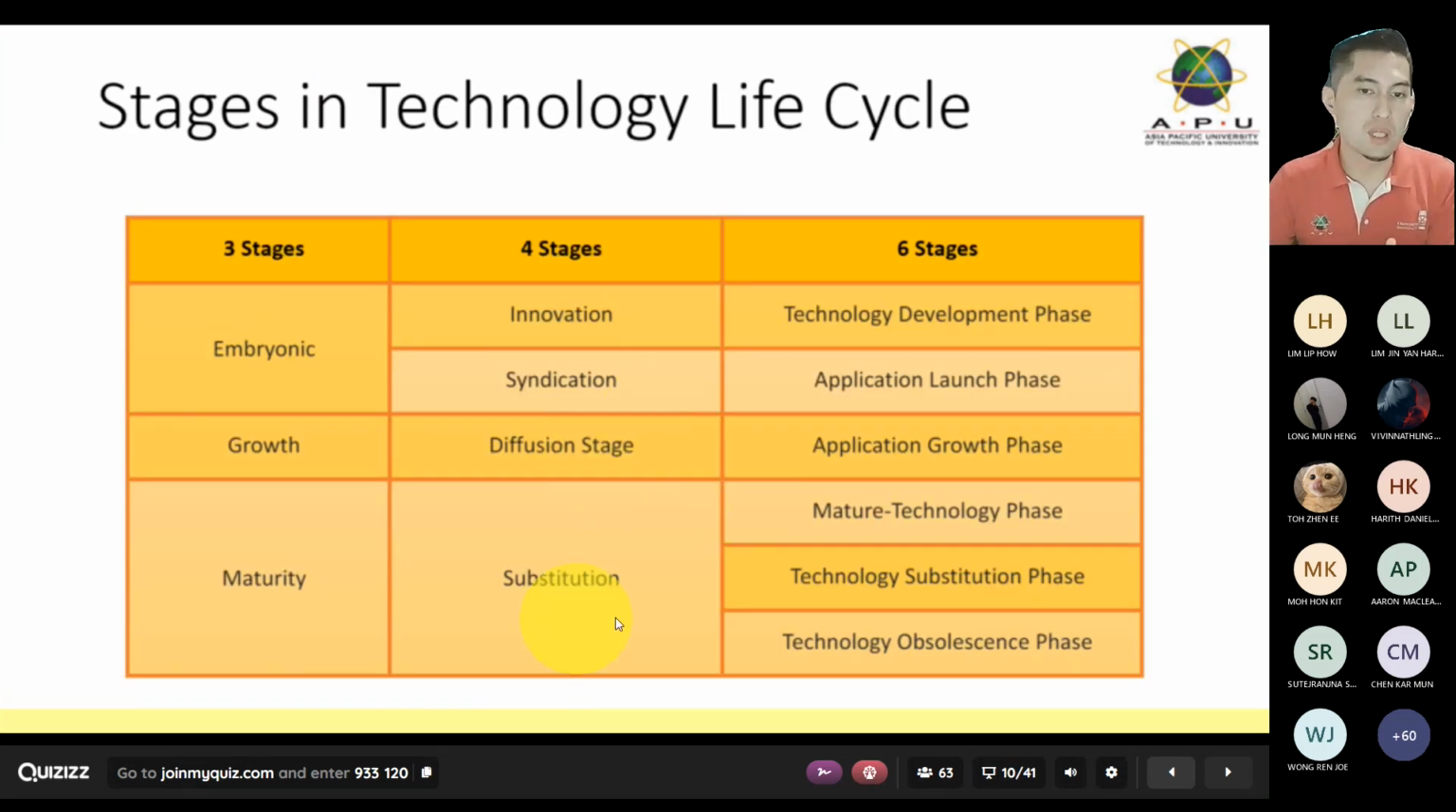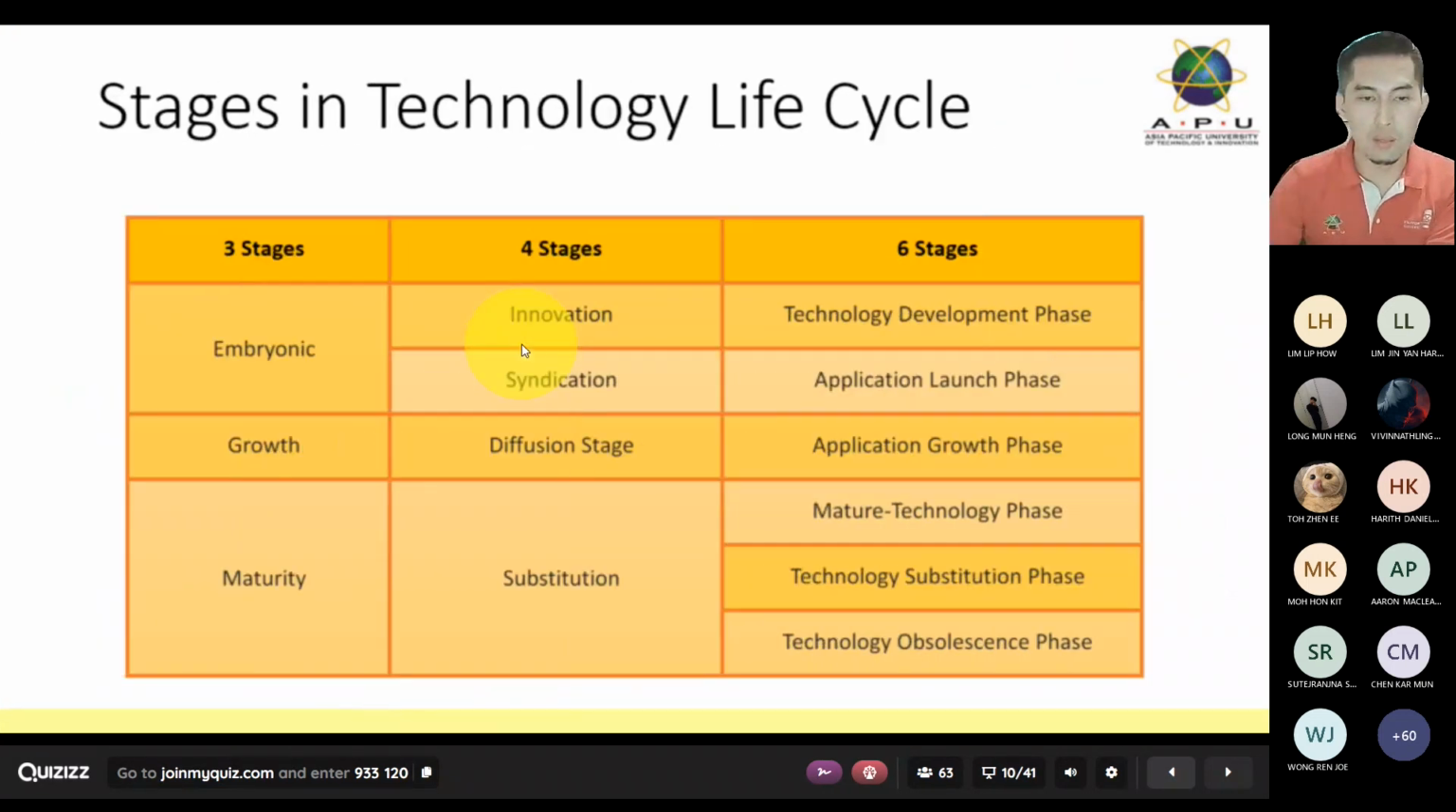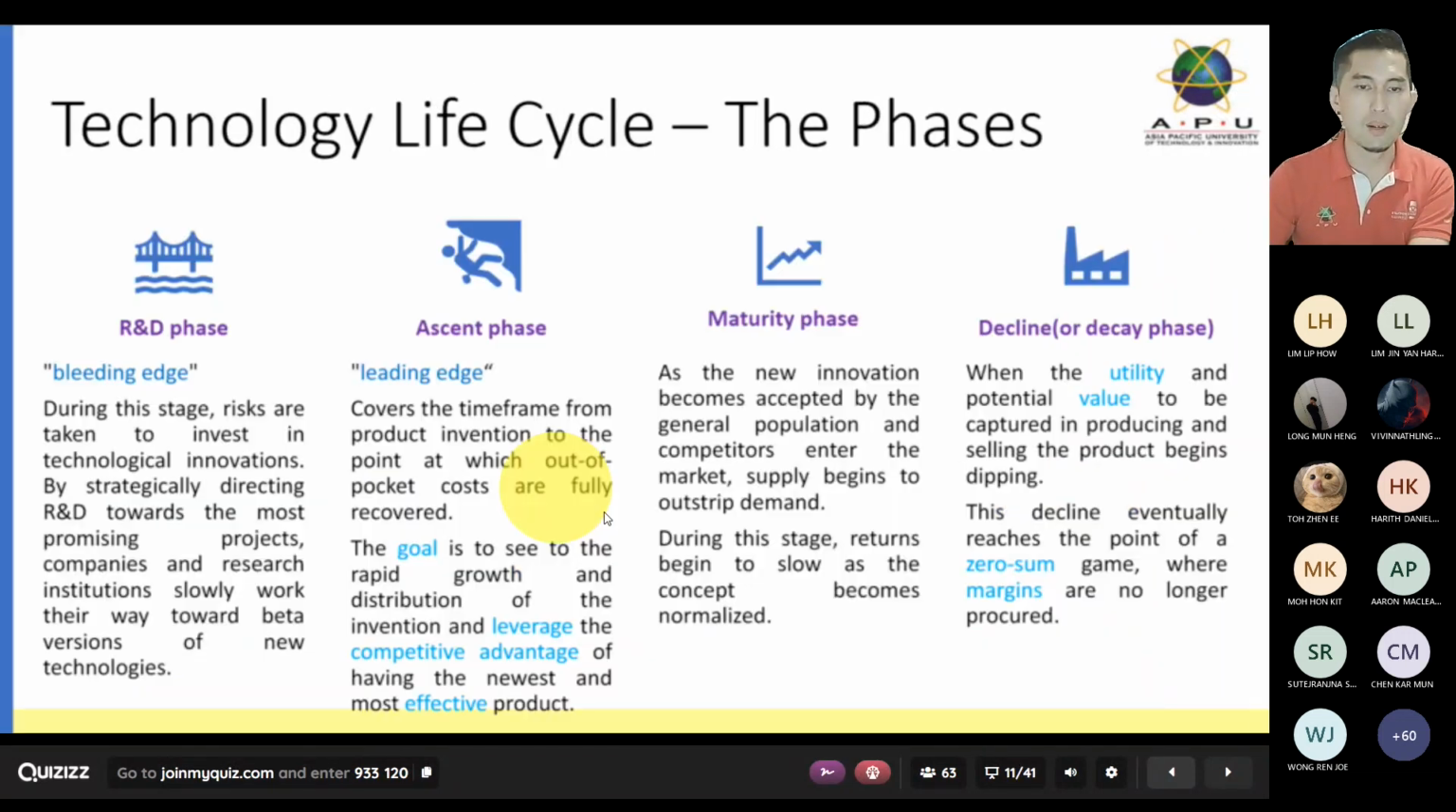R&D here, if you notice, I don't see the word R&D here, but you should automatically relate to say that R&D is obviously in the embryonic stage. R&D is definitely within innovation and syndication. The other word that you saw just now is ascent, because it's the line that is basically going up. That therefore means growth, right? So ascent is basically growth. Diffusion is there. That relates to it being commercially available and everyone is basically using it now, right?